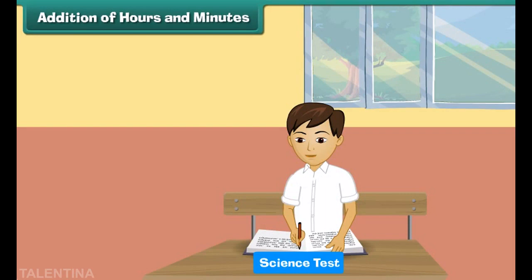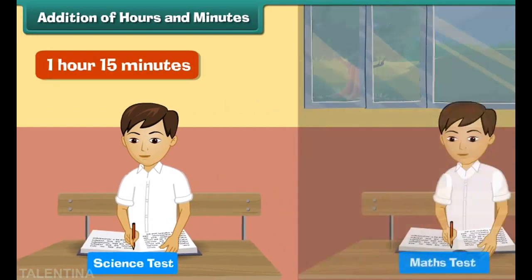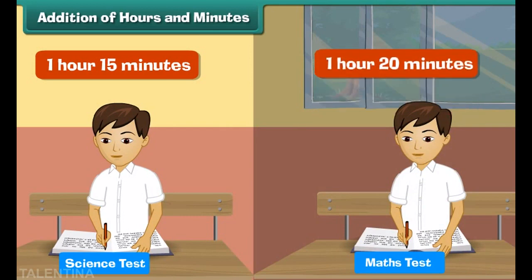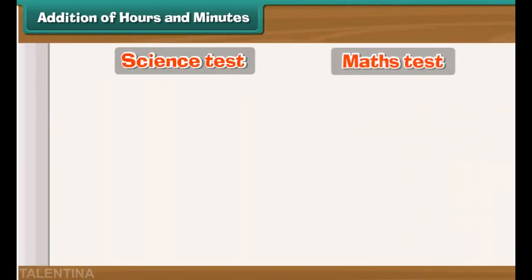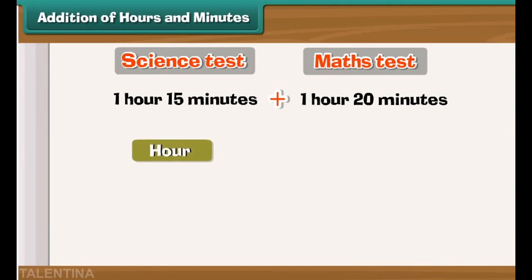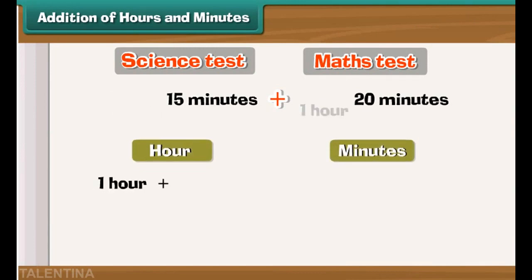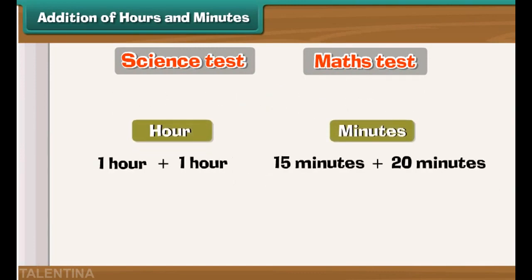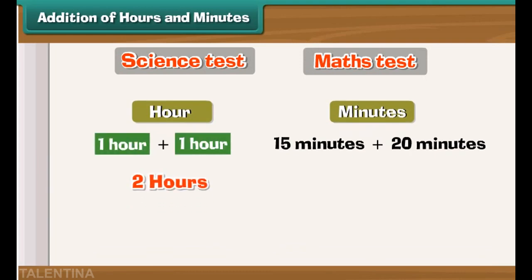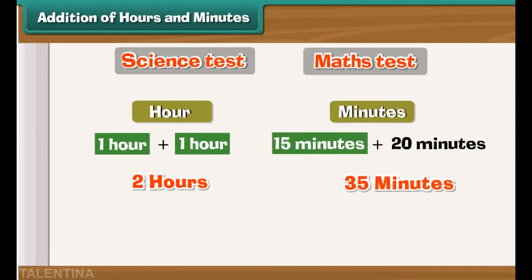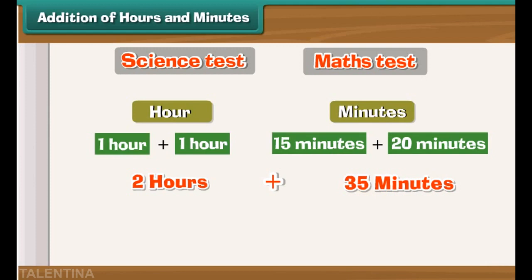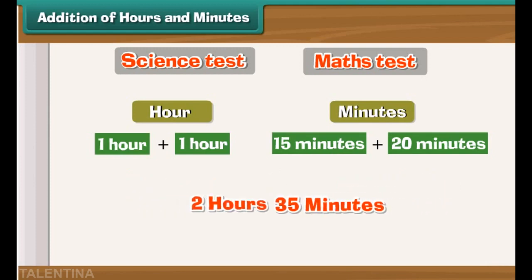Raju completes his science test in 1 hour 15 minutes and his maths test in 1 hour 20 minutes. What is the total time taken by Raju to write the 2 tests? To calculate the total time, we add the hours together and the minutes together. On adding the hours, we get 2, 1 plus 1 hours. And on adding the minutes, we get 35, 15 plus 20 minutes. So the total time taken by Raju to write the 2 tests is 2 hours 35 minutes.